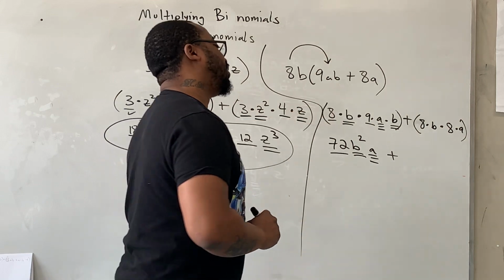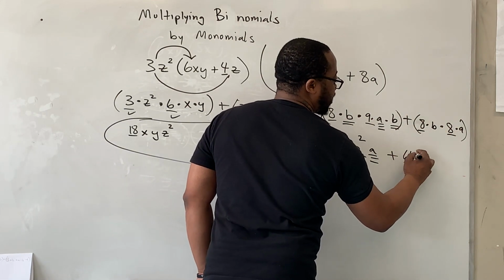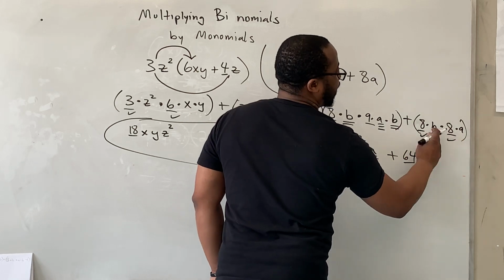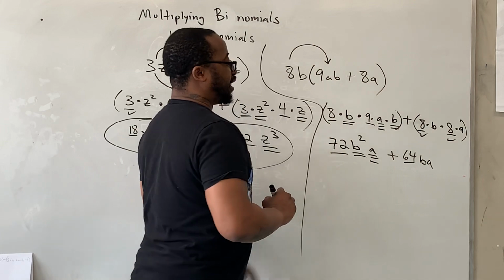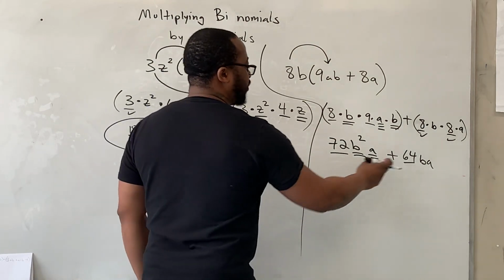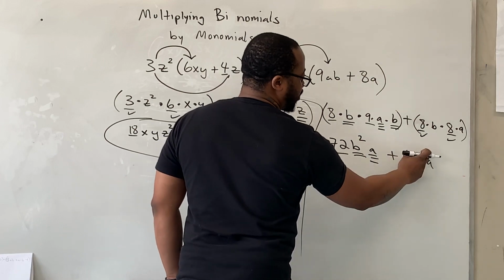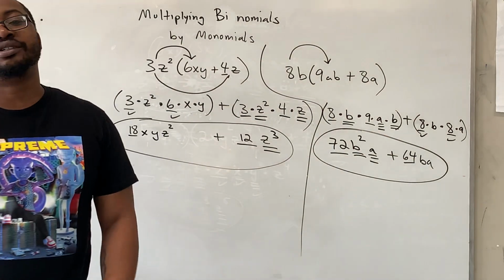Now over here, 8 times 8 is going to be 64. Now b times a is just going to be ba. Now 72b to the second a plus 64ba. And we can't add these because there is no square there. So this would be our final answer. Okay?